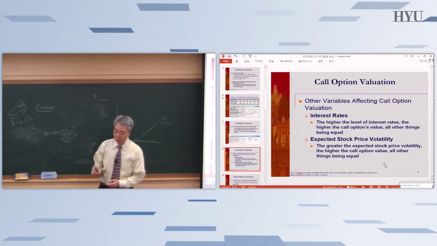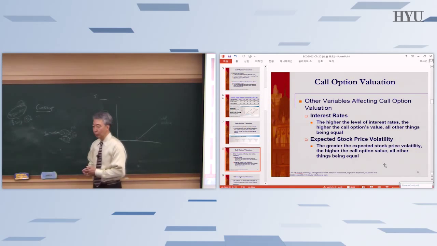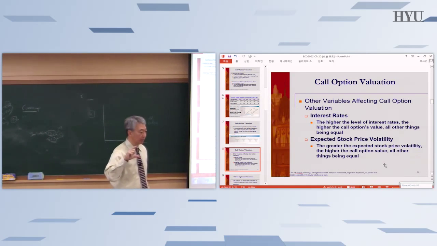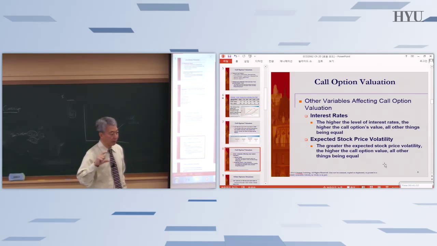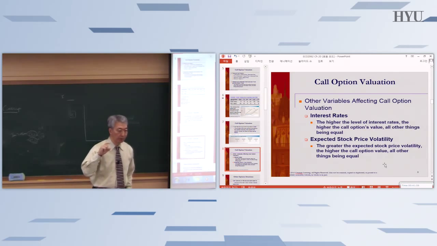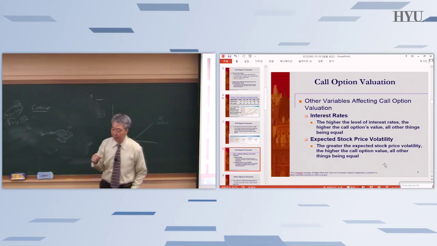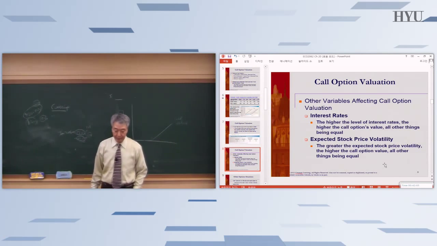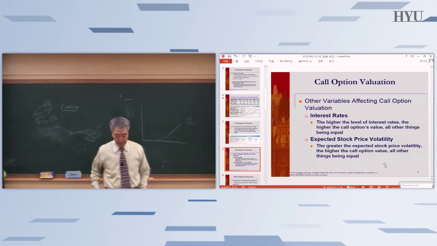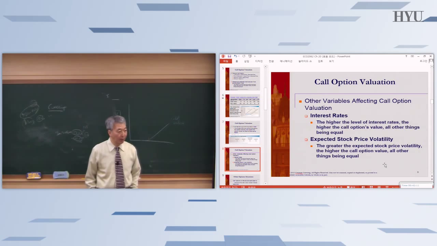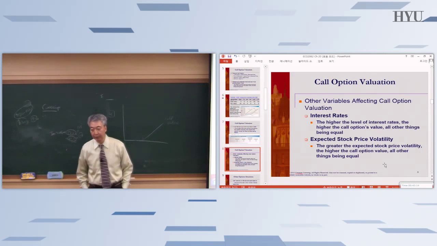So we talked about 2 factors. Okay? The difference between the stock price and exercise price affects the option value. Also, time until expiration, right? That matters. Okay? The third factor is interest rate. It depends on interest rate. Okay? Why does interest rate affect the option price?